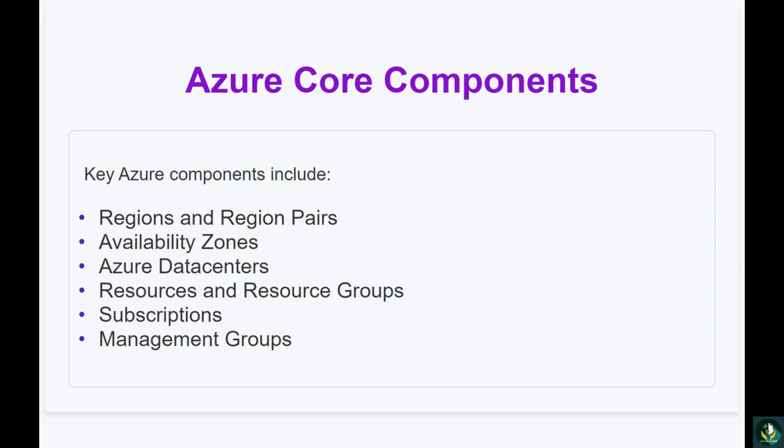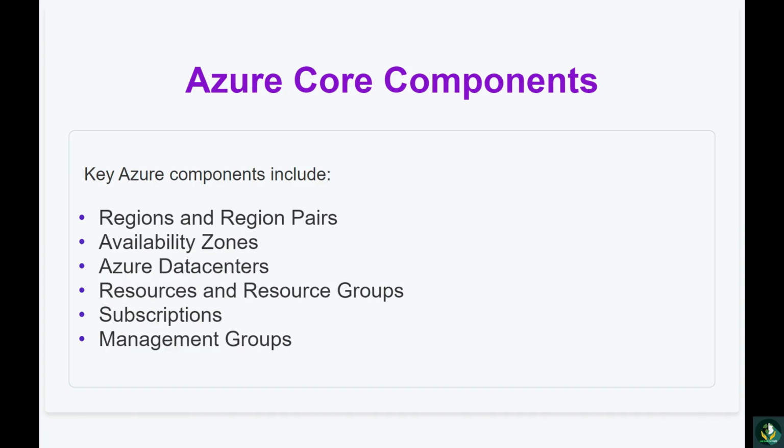Let's dive deeper into the core components of Azure that form the foundation of its cloud infrastructure and management structure. Regions and region pairs are at the heart of Azure's global presence. A region is a set of data centers deployed within a latency-defined perimeter and connected through a dedicated regional low-latency network. Azure intelligently pairs regions to ensure business continuity and disaster recovery, allowing you to deploy solutions with confidence across geographically distant locations.